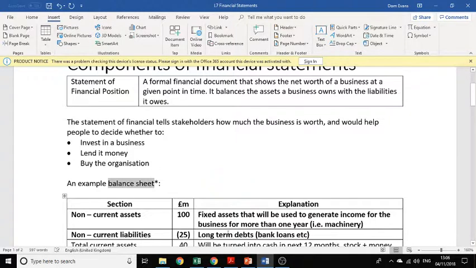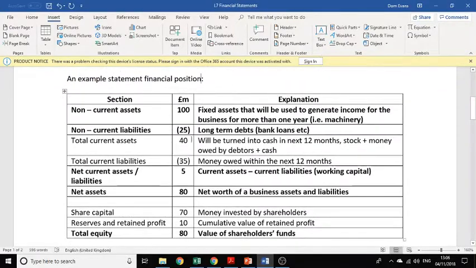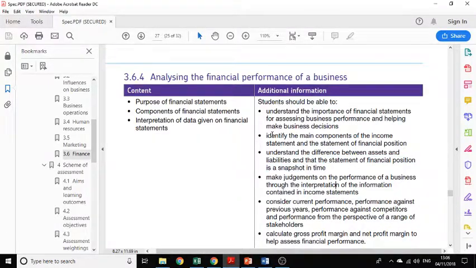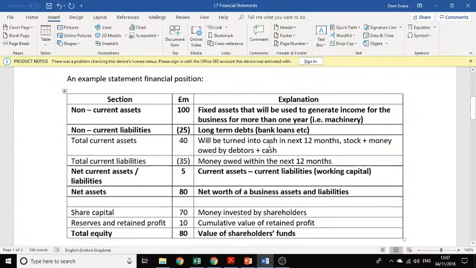And below is an example statement of financial position. Okay, and I'm just going to talk you through it very quickly because in the specification, all it says that you need to know are the main components of the statement of financial position, and you need to understand that it's a snapshot in time, which I've already kind of talked about. So let's have a look at this example statement of financial position.